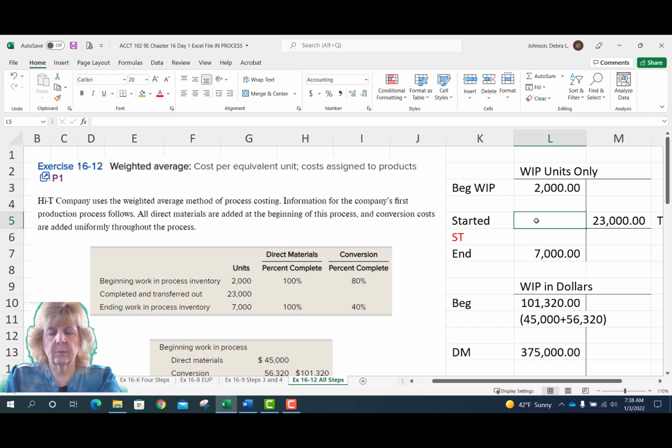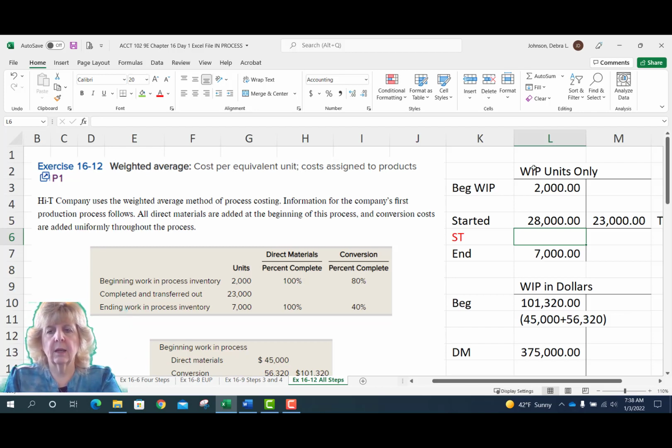So the next step I want you to do is think about the left hand side of the T account equaling the sum of these two. The sum of these two are 30,000 units. That means the sum of these two must also be 30,000 units. So just in case he sneaks in a multiple choice question which asks you how many units were started, you'll know how to complete that.